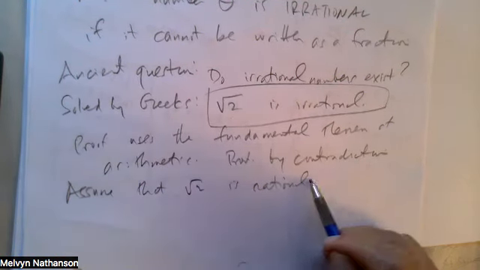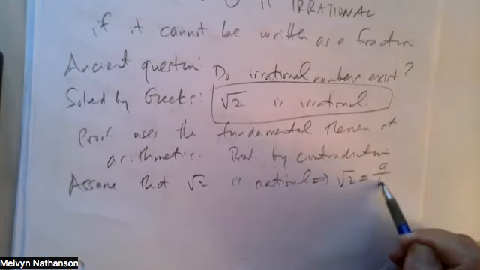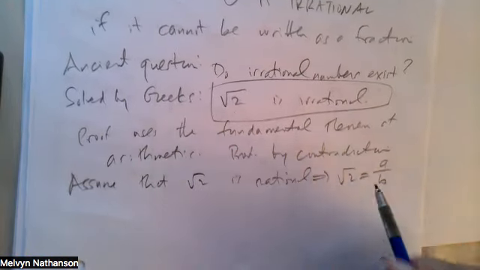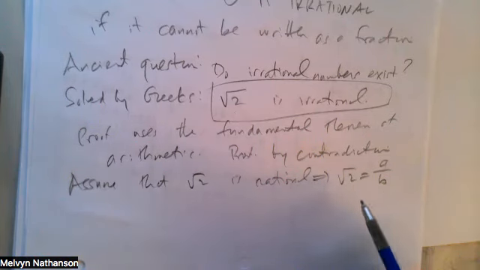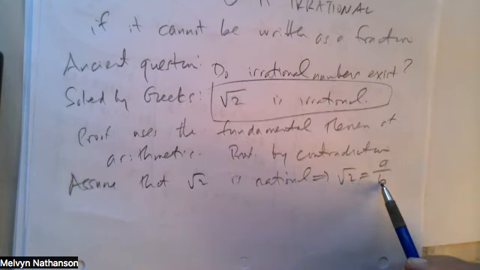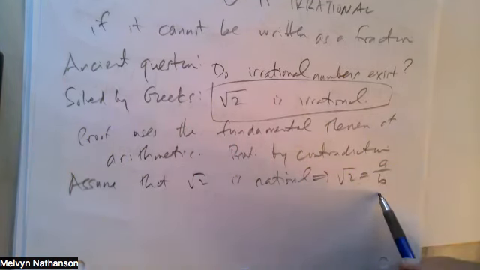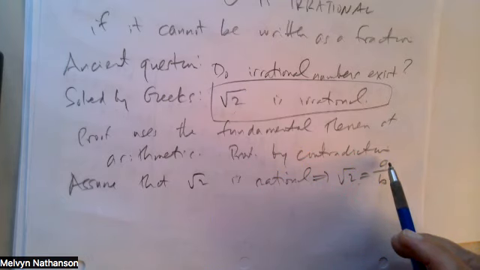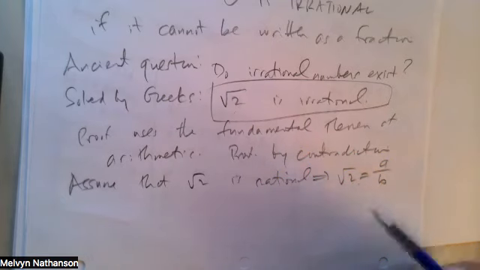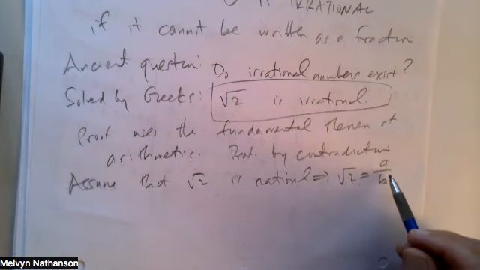What does that mean? That means the square root of 2 can be written as a fraction, a over b. And what can we say about this fraction? First of all, square root of 2 is positive. So a and b are either both positive or both negative, so we write them both as positive. And if we have any common factors between the numerator and denominator, we can cancel them. So we can write this fraction in lowest terms.